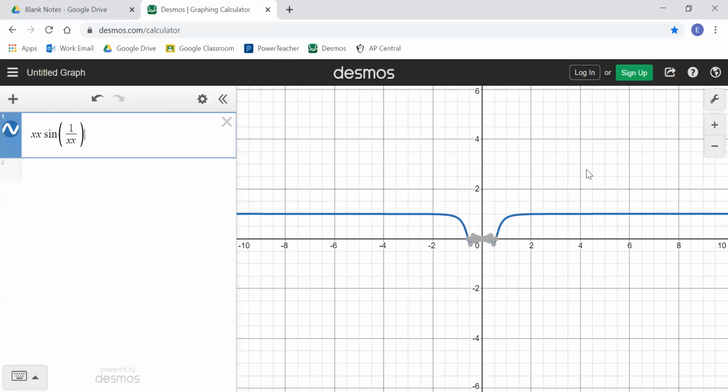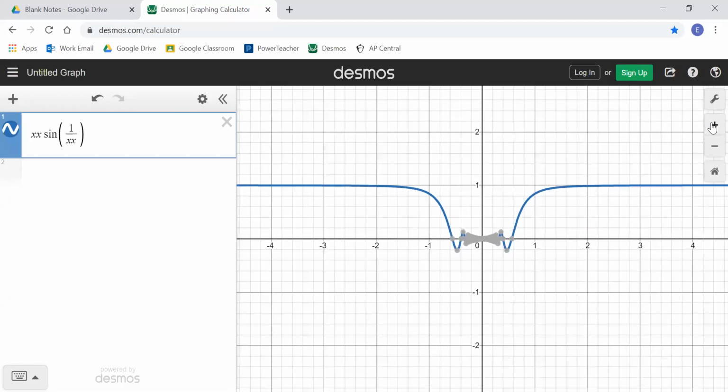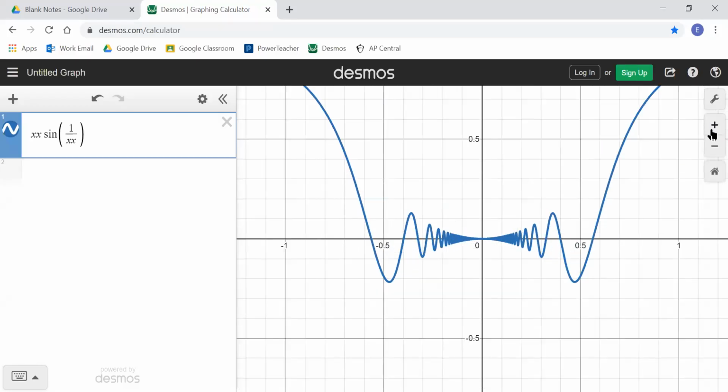All right, I'm going to zoom in a little bit on it. You guys can all see Desmos now, yeah? Yeah. All right, cool. This is what that graph looks like.